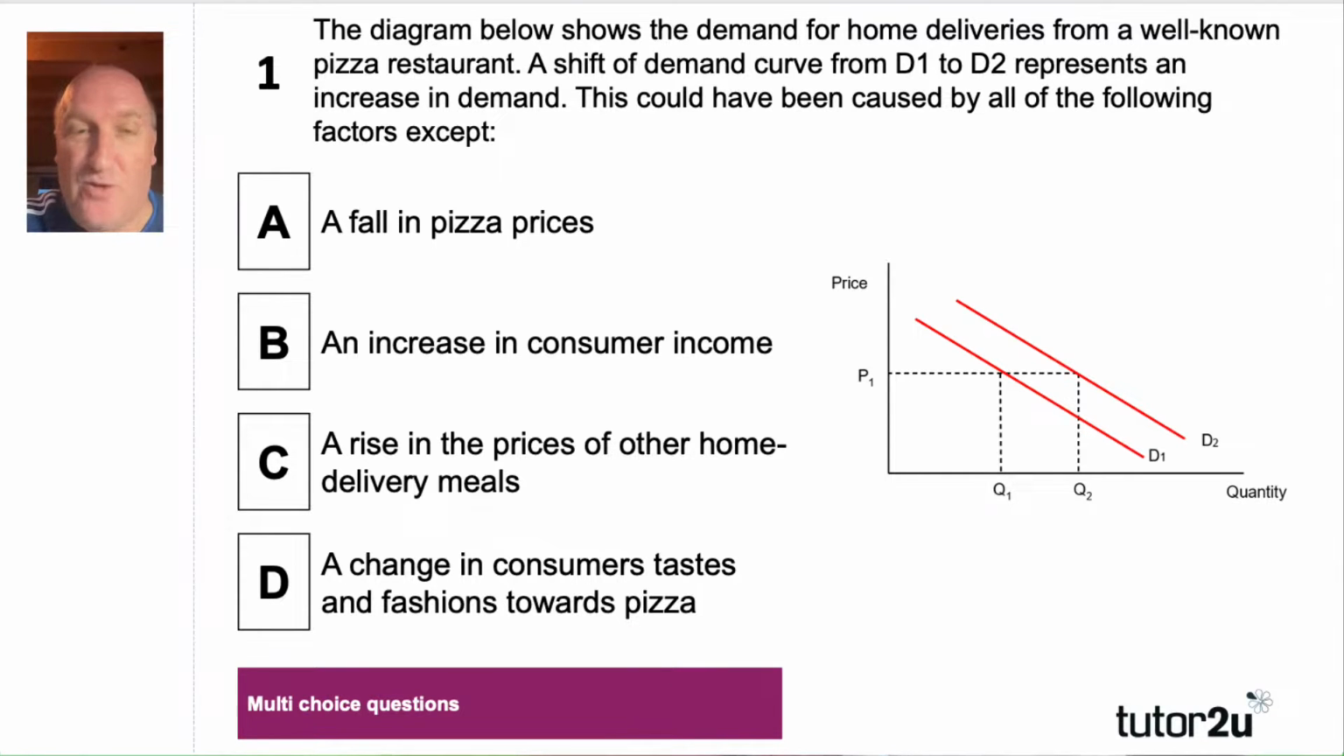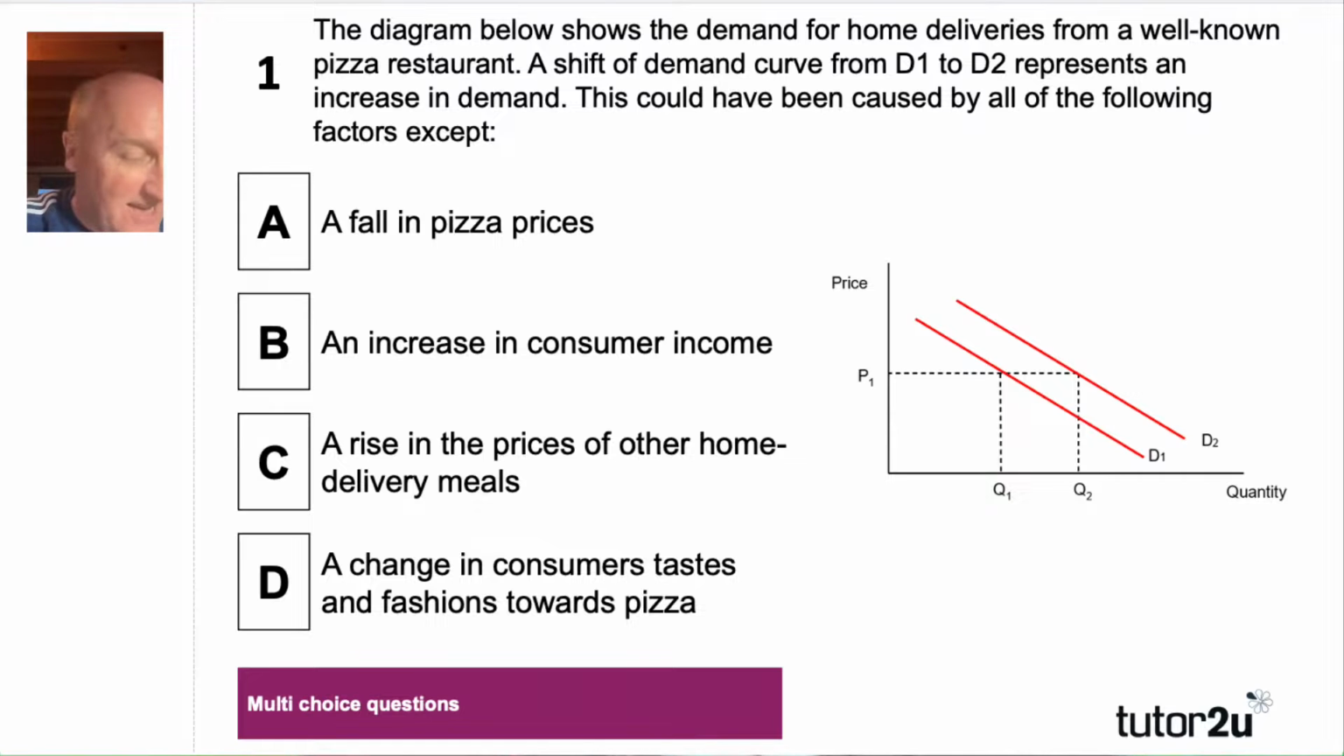Here's our first multiple choice question. The diagram below shows the demand for home deliveries from a well-known pizza restaurant. I won't give the name of the restaurant away. Shift of the demand from D1 to D2 is an increase in demand, as you can see there. Now, there are 4 causes shown there. This could have been caused by all of the following, except one of them. So if you can post in the chat window, give a shout out to those people who get the right answers. And what do we think? Which one of those 4 factors would not explain the outward shift in demand?